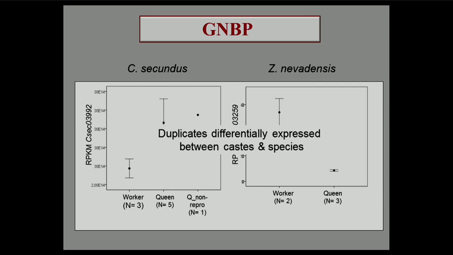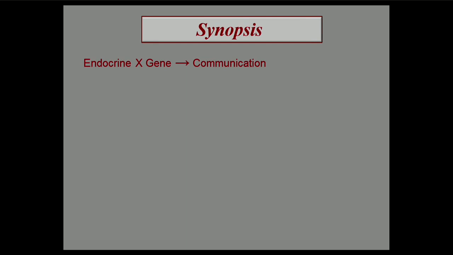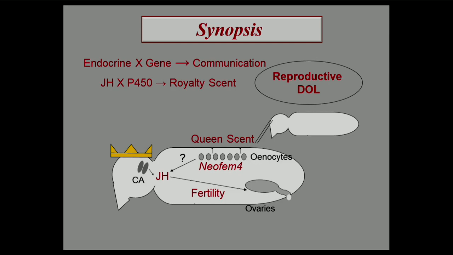So with this, I'm coming to the summary of my talk. In the first part, I've shown you how genes and hormones interact in communication and how they might be important in maintaining the reproductive division of labor and the reproductive monopoly of the queen. And here we think the interaction of P450 with juvenile hormone is crucial in that it produces the royalty scent. This might be a signal for the workers of the fertility of the queen, and hence maintains the reproductive monopoly within the colonies.